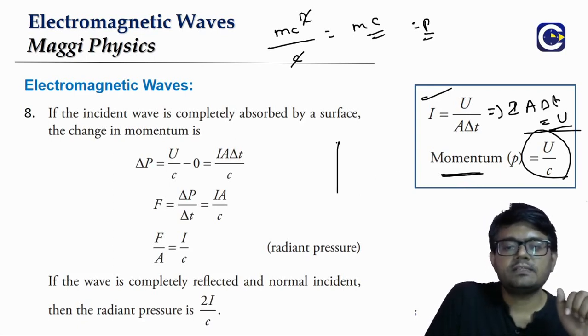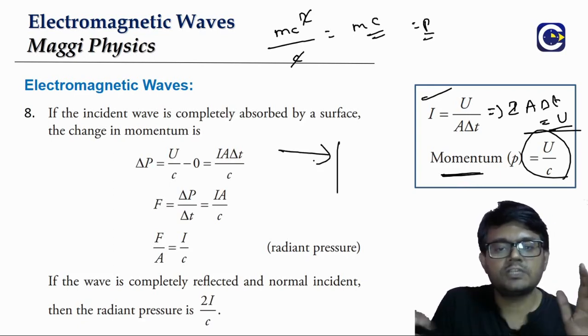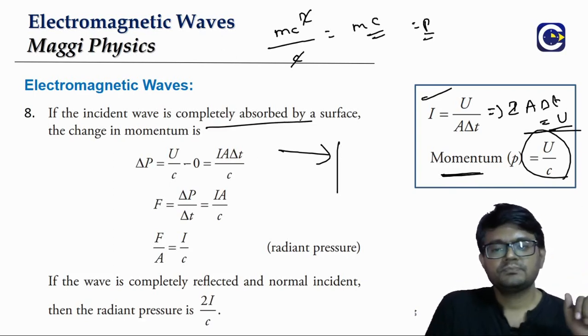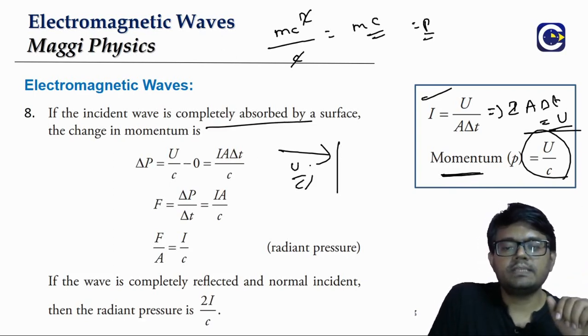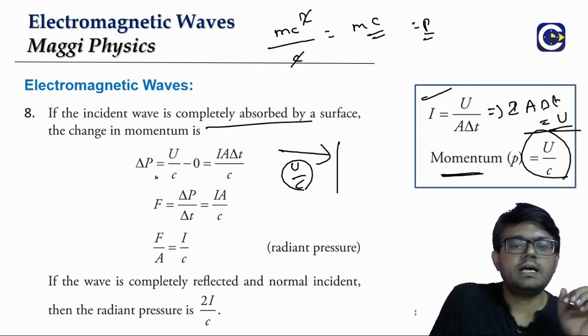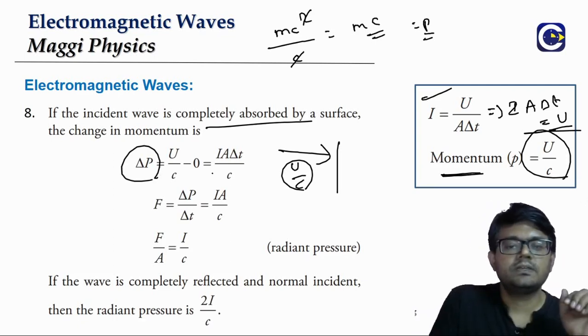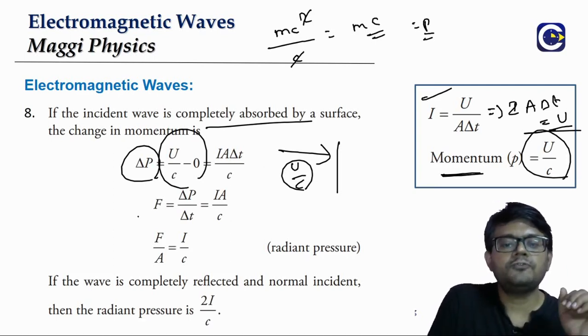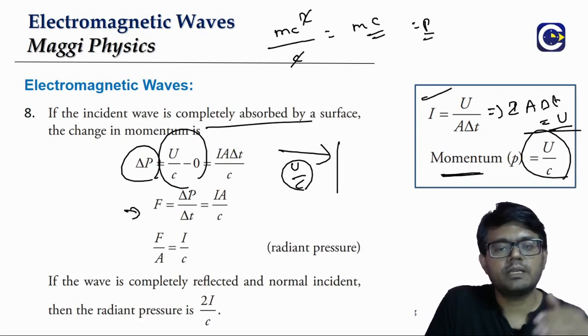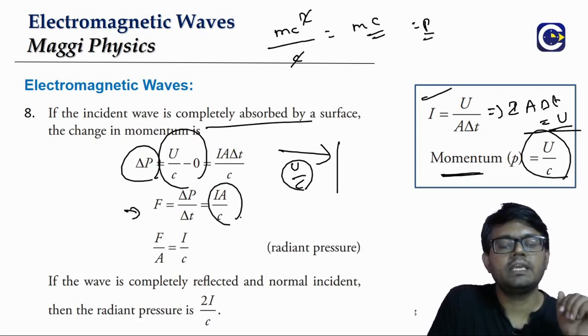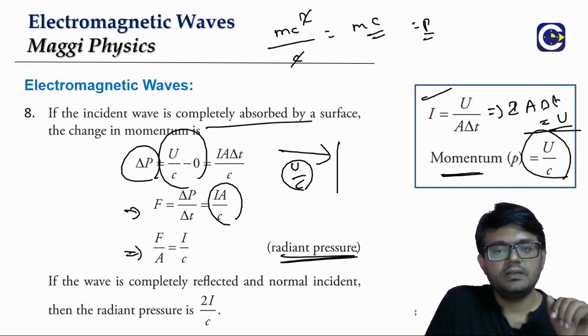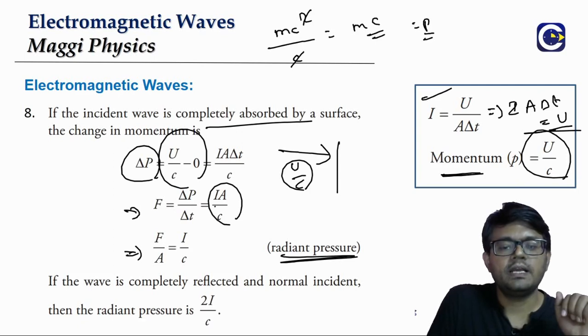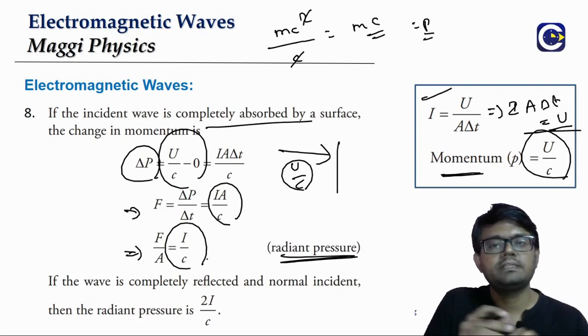Suppose we have a surface and the electromagnetic radiation is falling on it and is completely absorbed. The initial momentum is U by c, and it is absorbed. So the change in momentum experienced is just U by c, where U is I A delta t by c. The corresponding force is the change in momentum by time taken; dividing by delta t, we get I A by c. The corresponding pressure is what we call radiation pressure. Its value, F by A, is I by c.